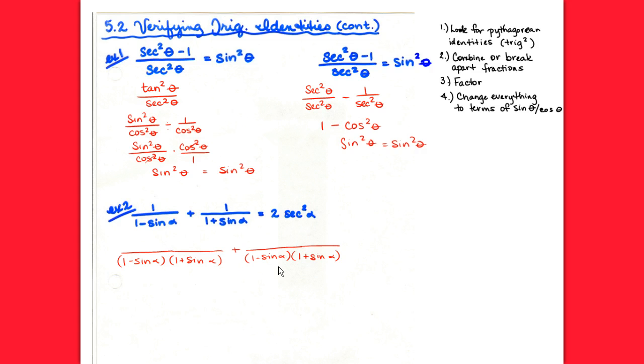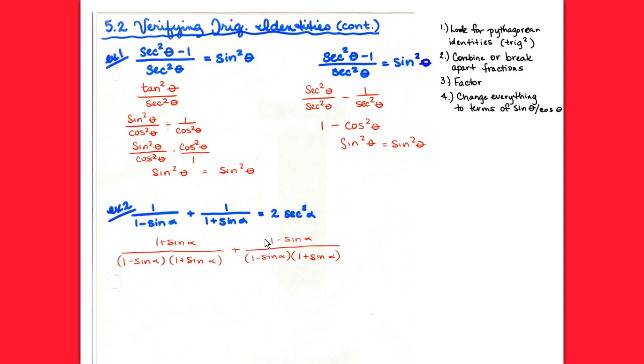For that first fraction, we had 1 minus sine in the denominator, and we had to multiply it by 1 plus sine. So whatever I do to the bottom, I have to do to the top, right? I'll have to multiply my numerator by 1 plus sine as well. For the second fraction, I had 1 plus sine down here. I multiplied it by 1 minus sine, so whatever I do to the bottom, I also have to do to the top, so I need to multiply the top by 1 minus sine.